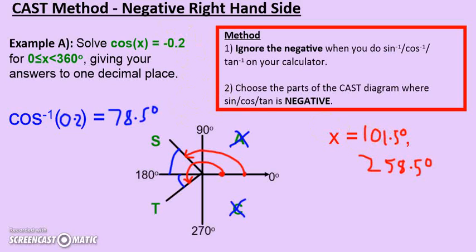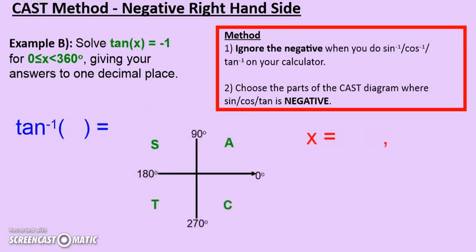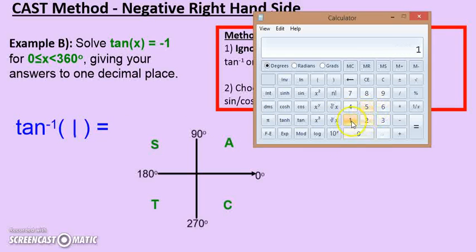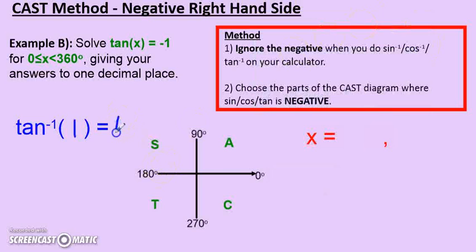Okay, let's have a look at one more. There we go. Tan x equals minus 1. And again, the same interval, 0 to 360 degrees. So we're just going to follow exactly the same recipe that we did before. It's a tan problem, so we're going to take the inverse tan. We're going to ignore the negative, drop the minus. So we're just going to do inverse tan of 1 and see what that is. Well, it's exactly 45 degrees. What a nice convenient value.